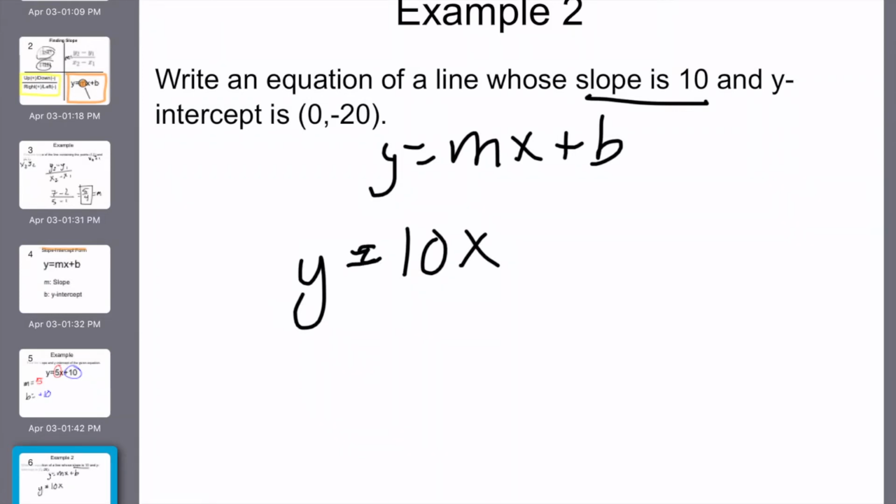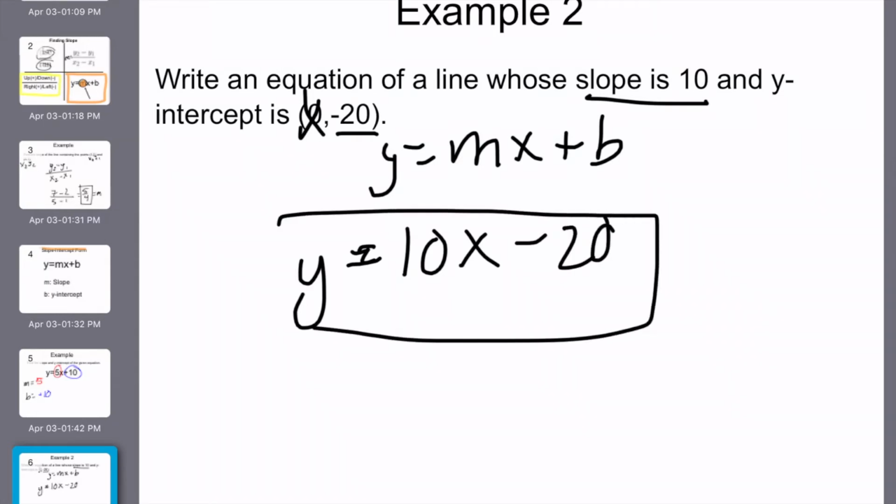Then I see my x value for my y-intercept is always going to be 0. But I'm looking for my y value at this point. In this case, it's negative 20. So I can make this minus 20 over here. So my equation of a line whose slope is 10 and y-intercept is negative 20 is y equals 10x minus 20. Got my 10 because it told me that's what my slope was. And for my y-intercept point, the y value was negative 20. So I can just make that minus 20.